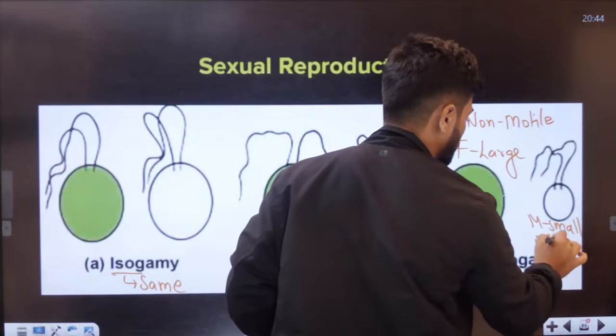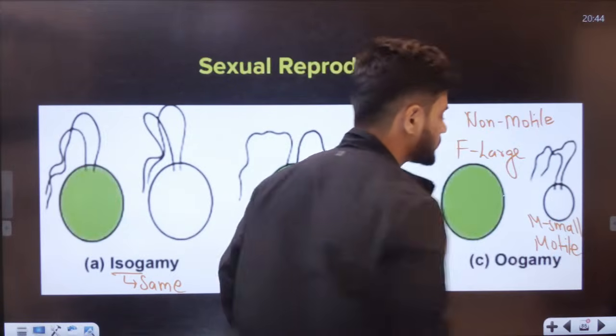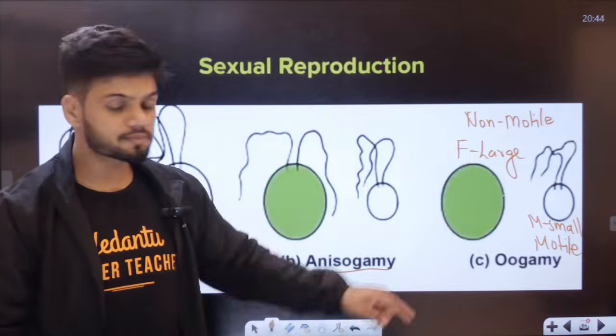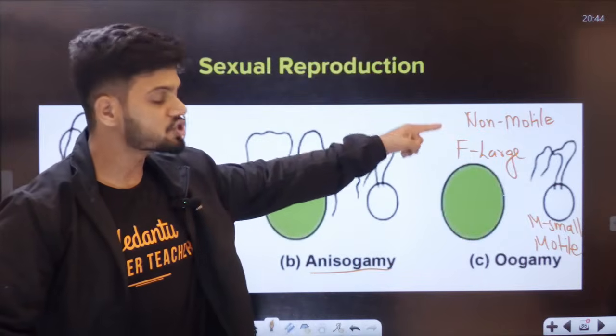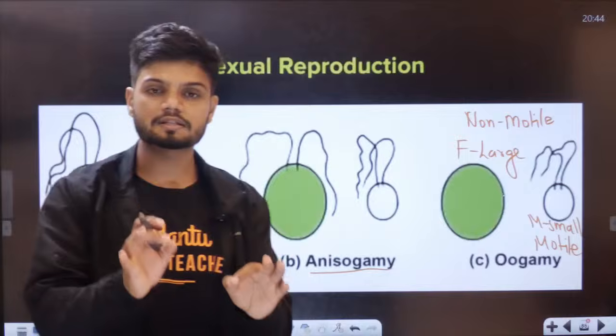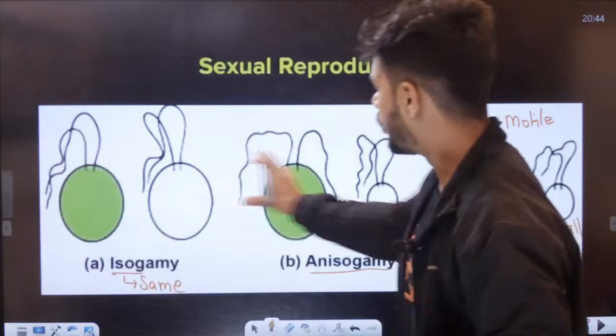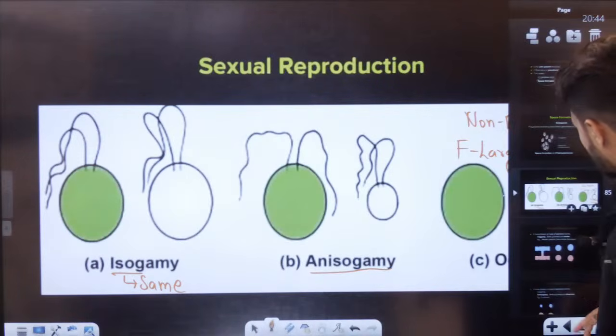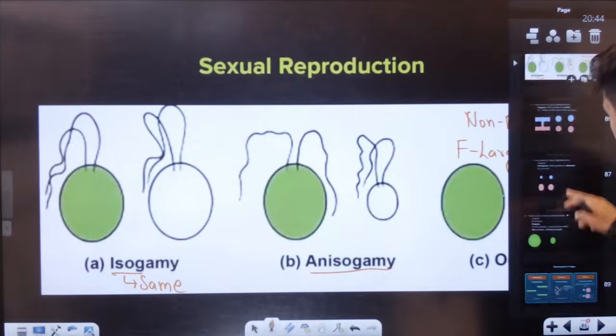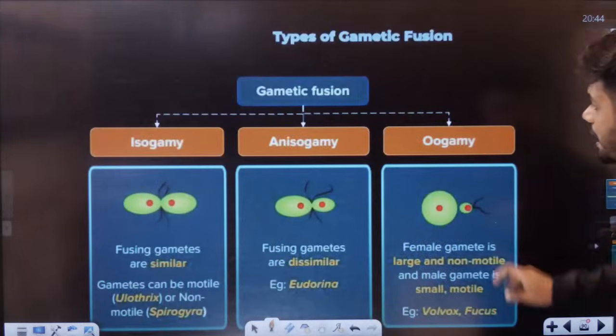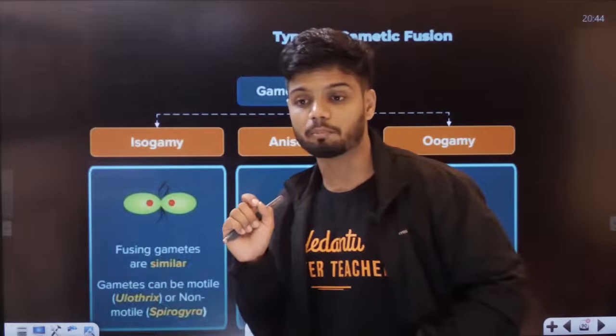Small and motile, that is the male. Female is large and non-motile. Very simple difference between them. Isogamy and anisogamy, students. Now in the examination, what will they ask you? They will ask you the examples, mainly examples.